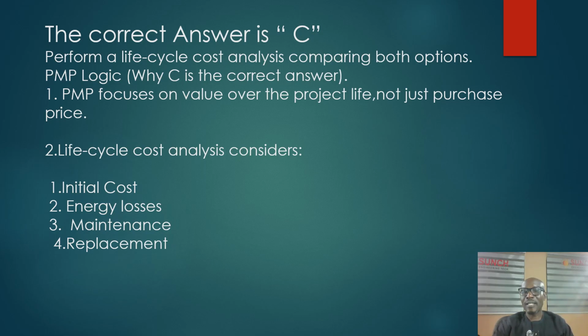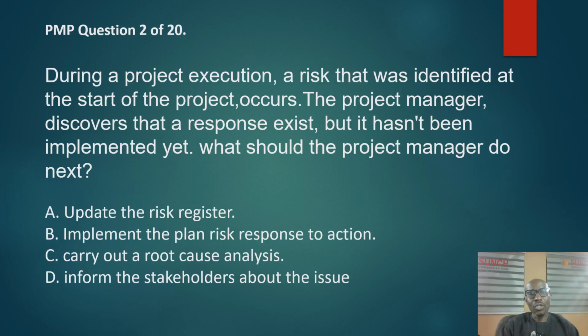So the correct answer is C. Question 2. During a project execution, a risk that was identified at the start of the project occurs. The project manager discovers that a response exists, but it hasn't been implemented yet. What should the project manager do next?